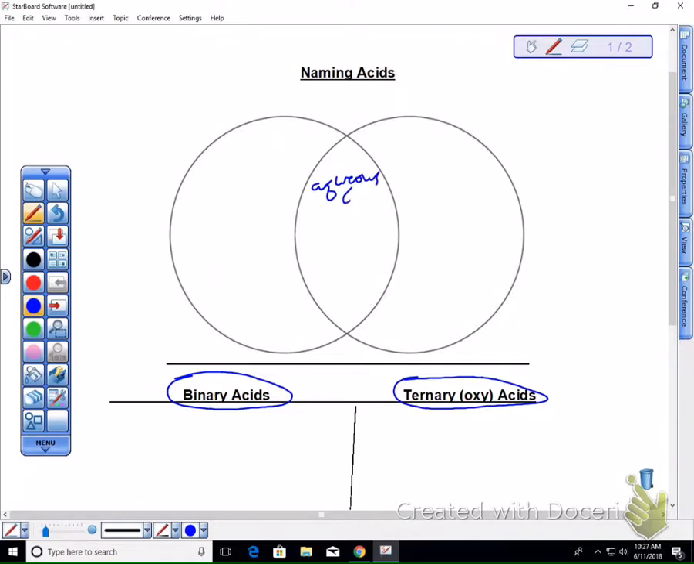That means they will always have to be (aq) when you write them in chemical equations. Acids are all about the ions that are present in solution. Okay, so that's very important. Aqueous, which means they're dissolved in water.